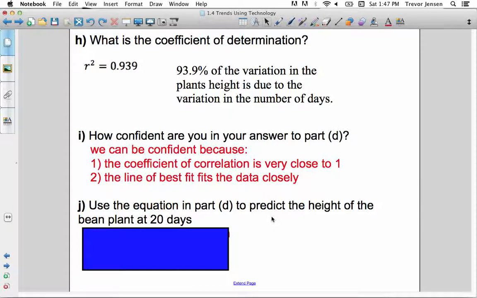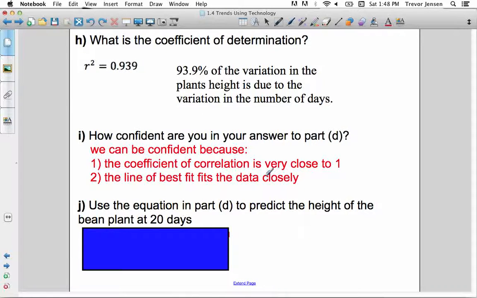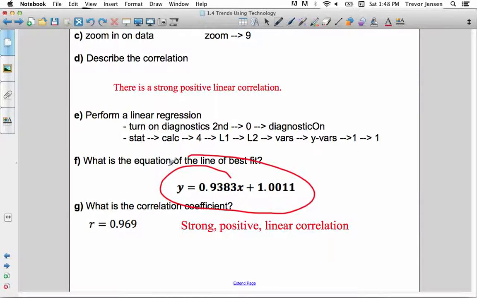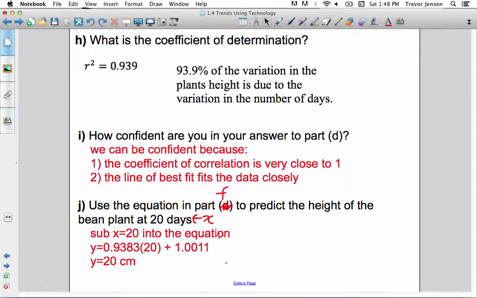Next thing you want to be able to do is actually use the equation of your line of best fit. So we want to be able to use that equation to make estimations for our data. So use the equation in part D to predict the height of the bean plant at 20 days. Or it should say, in part F, to predict the height of the bean plant at 20 days. So keep in mind days is the independent variable, so that's our x value. So all we have to do is plug the value of 20 in for x into our equation of our line of best fit. And then we can solve for what height we would expect to have. And we would expect to have a height of 20 centimeters.